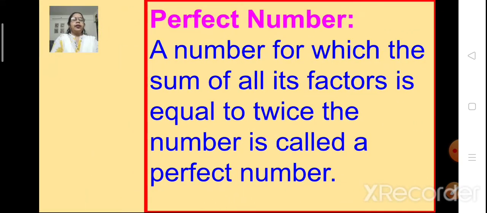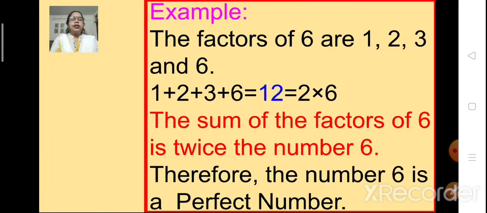Now let's know what are perfect numbers. So the numbers, when we find their factors and add all their factors, if the result is twice the number, then it is called a perfect number. So any number for which the sum of all its factors is equal to twice the number, then it is called a perfect number. Let's look at the examples to understand this.